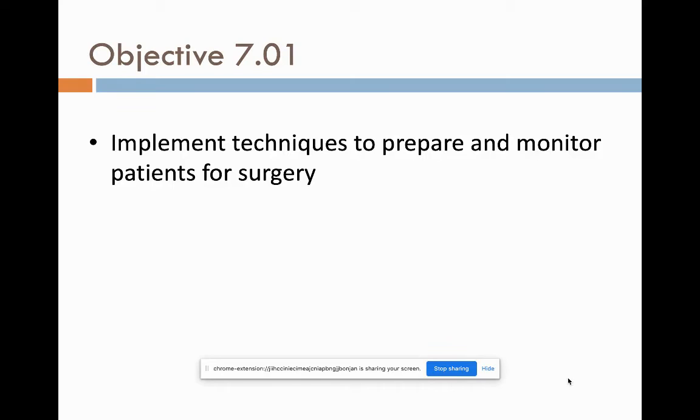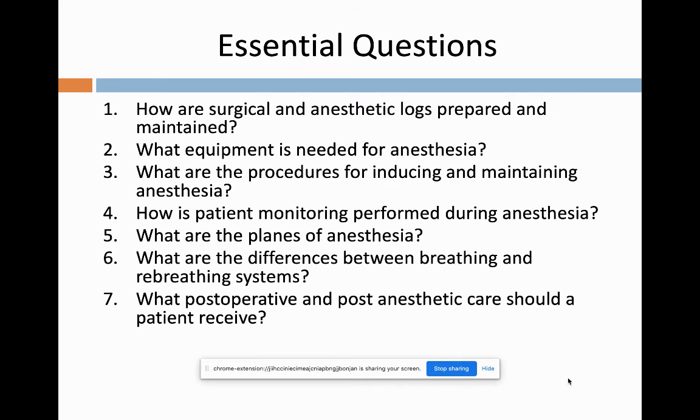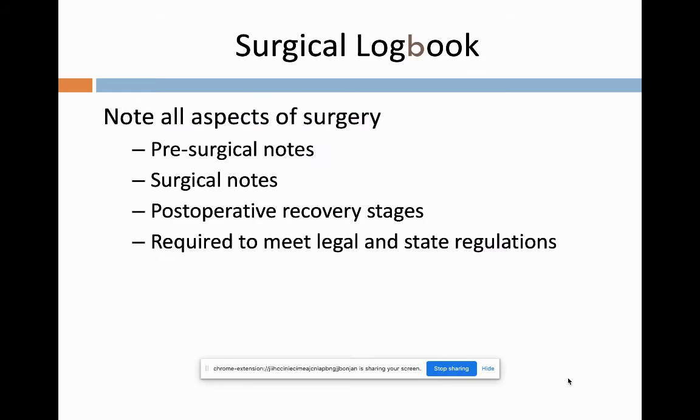Veterinary assisting course, we're going to look at Objective 7.01. We're going to discuss techniques to prepare and monitor patients during surgical procedures. Some of the essential questions that you need to answer before being able to move forward out of this objective are listed in the course material.